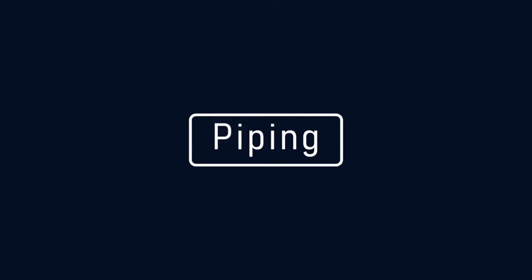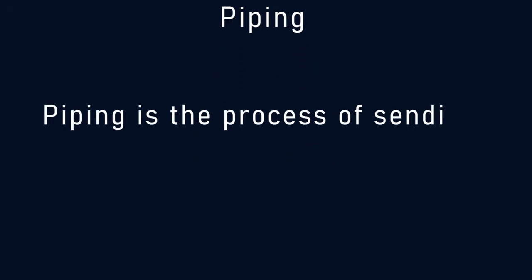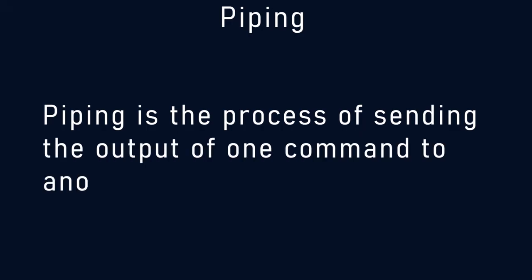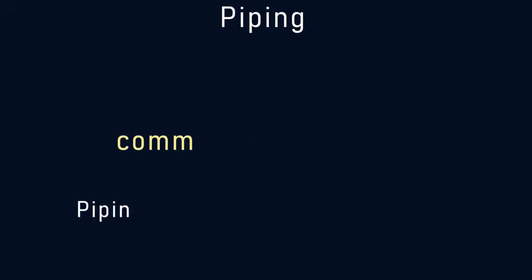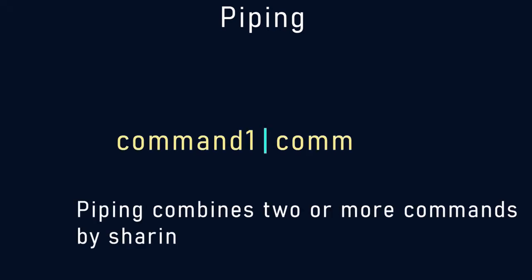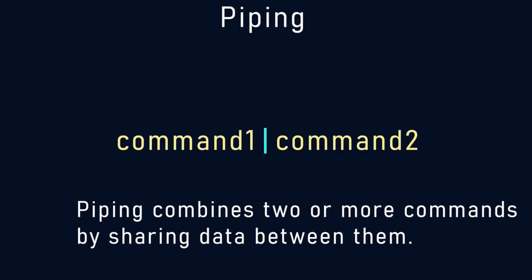In this video we are going to cover pipes, also known as piping. Piping is an essential part of the Linux command line. So what exactly is piping? In simpler terms, piping is the process of sending the output of one command to another. Piping combines two or more commands by sharing data between them. This is done using the pipe character between the two commands.